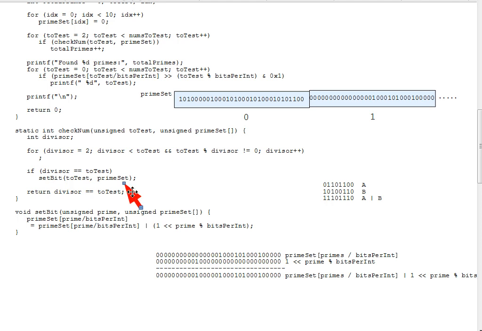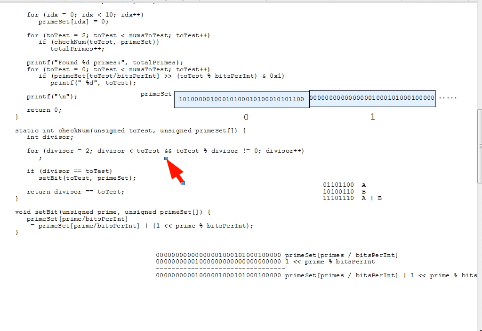And then it returns true if that happens, but false otherwise. So it returns true if the toTest value is prime. Now, there is one new concept in checknum that will show up in the assembly. It may be a familiar concept to you, but let's be sure to review it. This test here: divisor less than toTest, double ampersand, and then toTest percent divisor not equals 0.